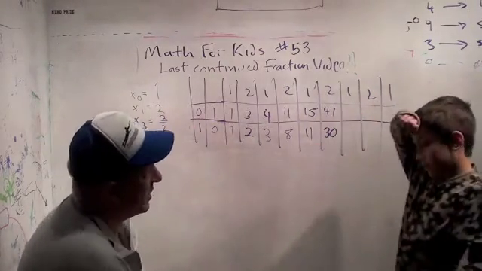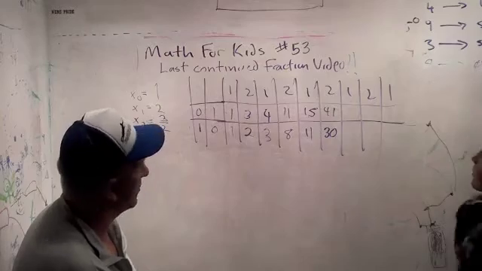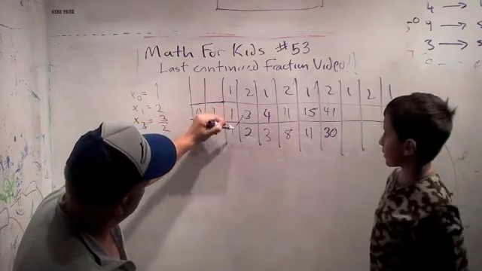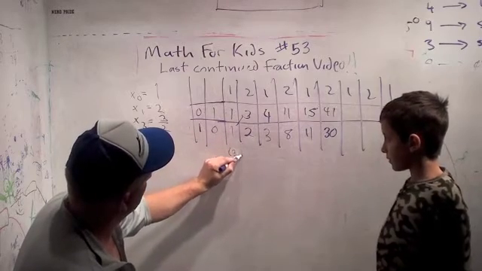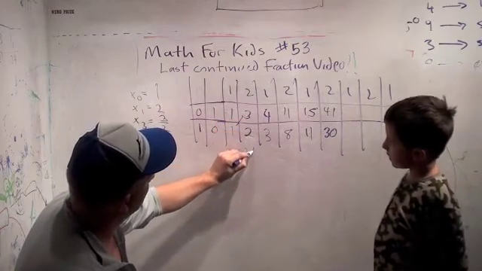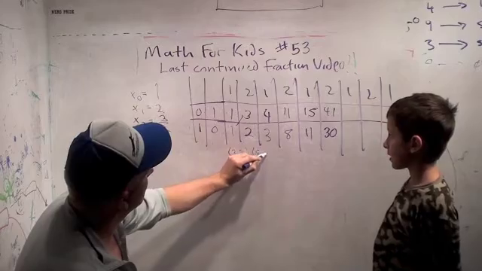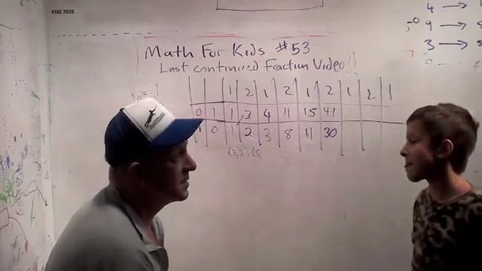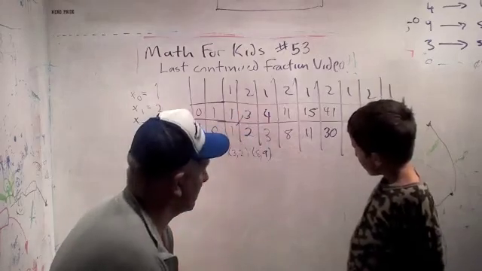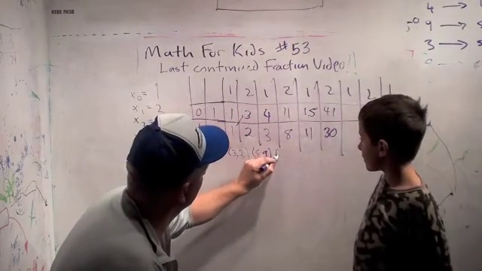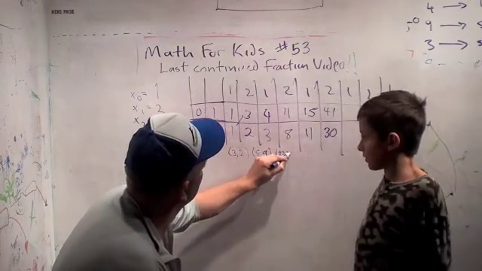It's hard to know what's going to be next, but let's see if our multiplying pattern works, the box multiplying. 3 times 1 is 3. 1 times 2 is 2. 4 times 2 is 8. 3 times 3 is 9. 11 times 3 is 33. 4 times 8 is 32. Looks like it's holding.